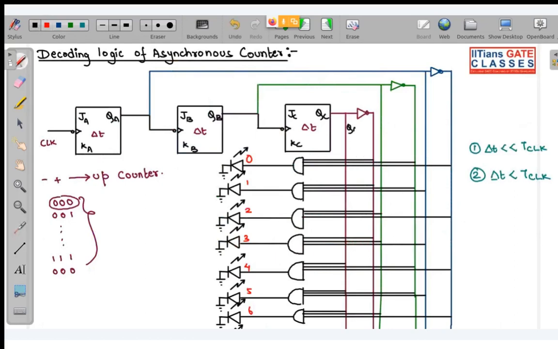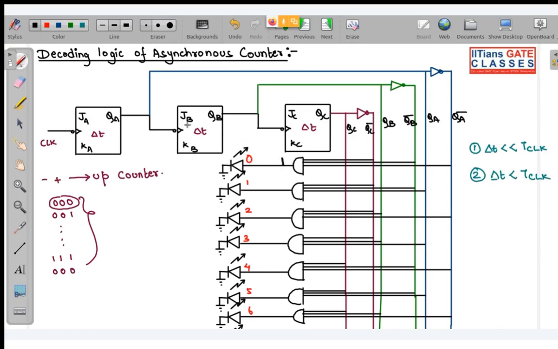You can see this line is what? This is QC. This is QC complement. This is QB. This is QB complement. This is QA. This is QA complement. So when you want to decode 0, basically all the lines of this AND gate have been connected to QC complement, QB complement, QA complement. So all the lines will be active high, and over here this is the symbol of LED. So whenever QA, QB, QC, all of them are 0, 0, 0, the lines QC complement, QB complement, QA complement will be high. So this will be 1 and this is LED.